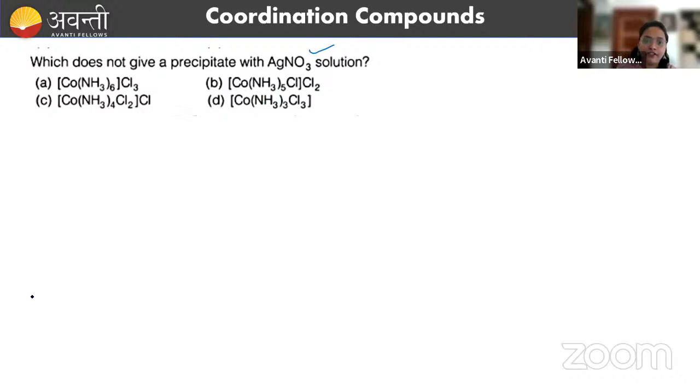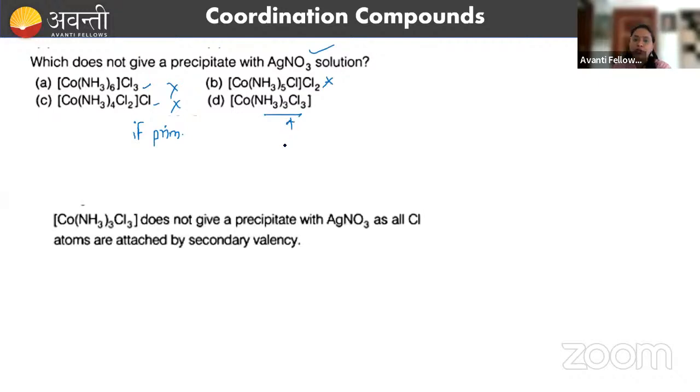Yes, if primary valency is not present outside of coordination sphere, then there will be no reaction with AgNO3. So here there are 3 Cl, here 1 Cl, here 2 Cl. So these are not our correct answer, because they will undergo ionization and give AgCl. Here the Cl3 is inside the bracket, that's why it will not undergo ionization, right?